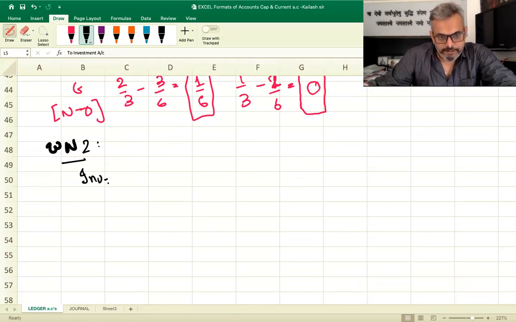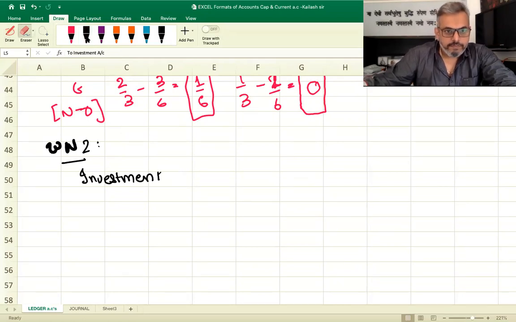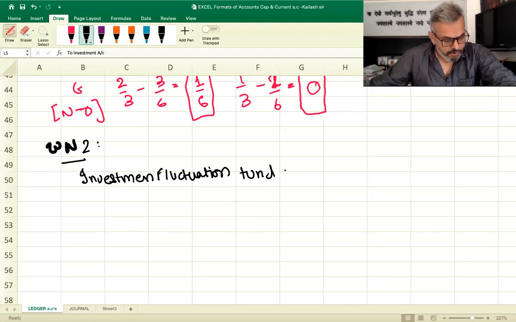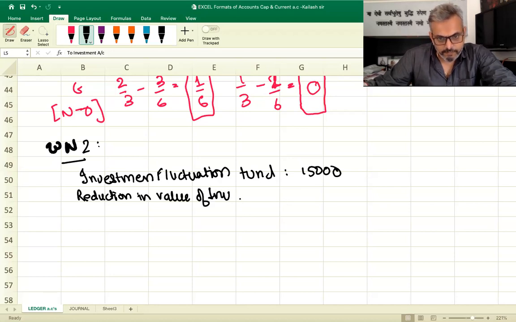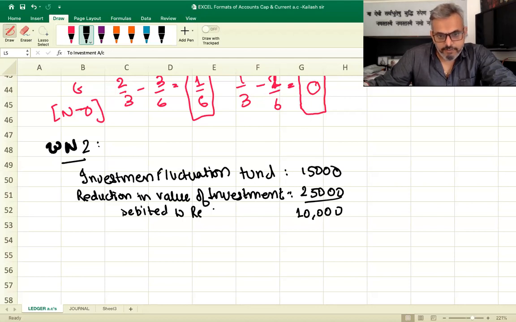Now, investment fluctuation fund amount is 15,000. Reduction in value of investment is 25,000. So 10,000 will be debited to revaluation account.